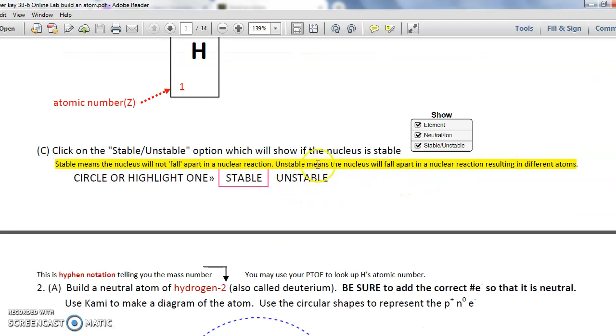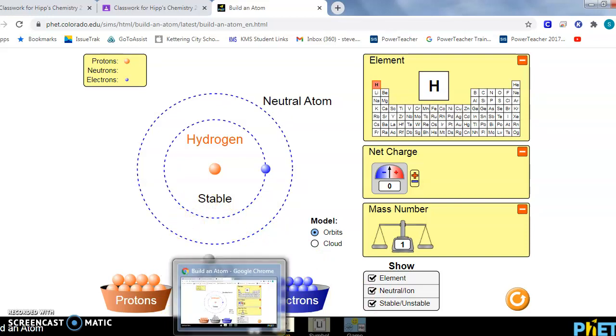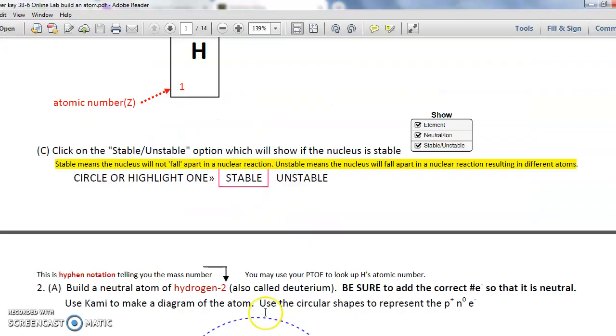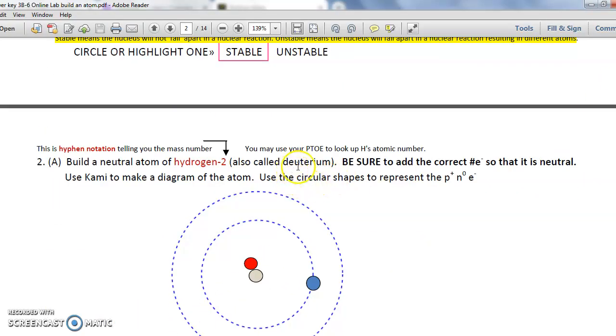Now they're asking, is it stable or unstable? Is having 1 proton in the nucleus stable or unstable? We come down here and click on the stable unstable button, and we would see that it is stable. So that takes care of hydrogen 1. We're now going to move on to hydrogen 2. Hydrogen 2, the prefix which means 2, is deuterium.